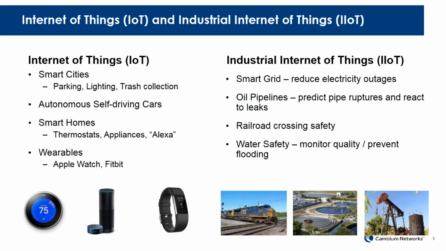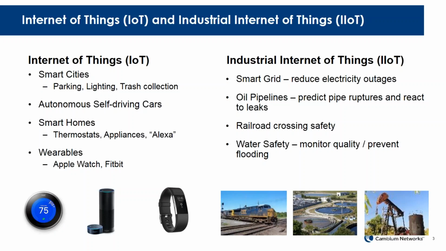Things like oil pipelines: how do I predict if a pipe is about to rupture, or if it has ruptured, how do I quickly react to the leaks and prevent further damage to the environment. Railroad crossing safety, so positive train control is a big trend around the world. The ability to make sure that whenever there are grade level crossings, the trackside operations of a railroad are managed safely and efficiently.